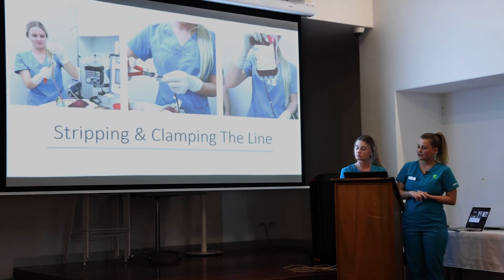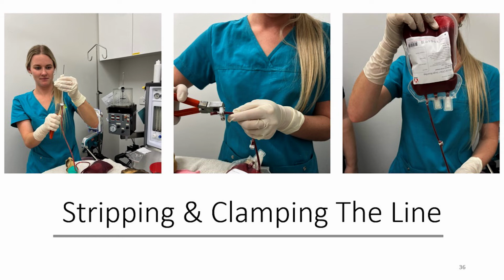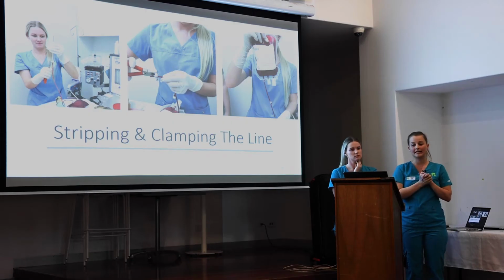So, stripping and clamping the line. Using a line stripper, as you'll see pictured above, you want to draw the blood from the top, the end of the line, basically where your needle was that was inserted into the patient, and you want to draw that towards the bag. A line stripper allows complete evacuation of the blood from the tubing.